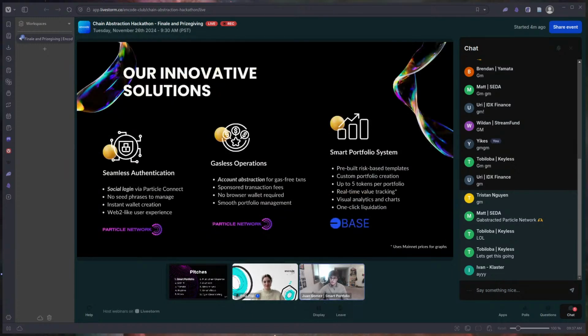Smart Portfolio offers 3 innovative solutions powered by Particle Network and deployed on Base. First, seamless authentication through social login. Just use your Google or email account. Second, completely gasless operations through account abstraction. Every transaction is sponsored. No need for browser wallets or extensions, making portfolio management as smooth as using any Web2 app. Third, risk-based portfolio templates and custom choices supporting up to 5 tokens per individual portfolio, which allows users to buy any token they desire. Each portfolio features real-time tracking and one-click liquidation, giving users complete control.